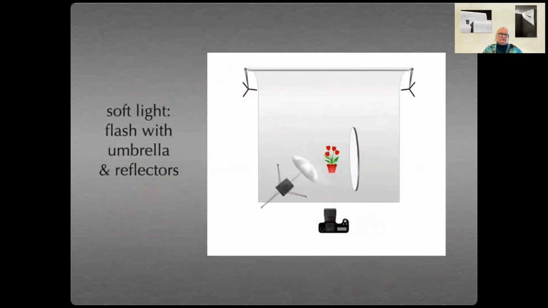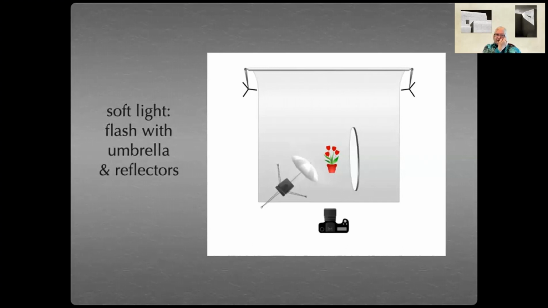So another way to create nice soft light is to use an umbrella. And this is how I would set up if I was going to use an umbrella to shoot an arrangement of flowers. I would have the umbrella. Usually I like to light from the left. I think that's because we read from left to right, and when light falls from left to right, I follow the light into the picture. Maybe it's just me, but I prefer to light from the left.